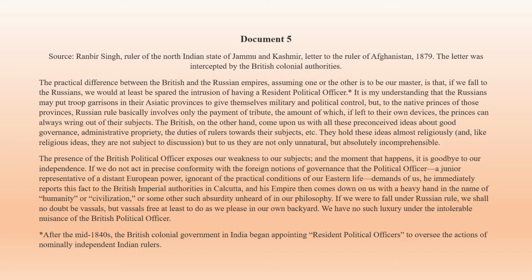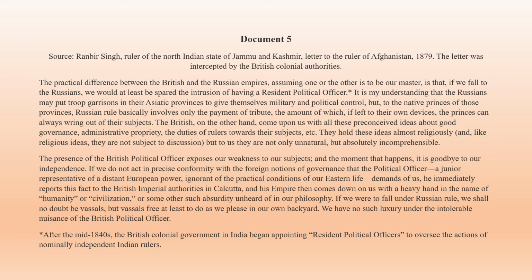The letter was intercepted by the British colonial authorities. Whoops! Hate it when that happens, right? Hate it when letters get intercepted. That's never what we want, okay? So this is a practical difference between the British and the Russian Empire. So here's basically what was happening.